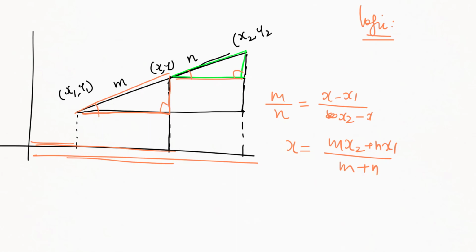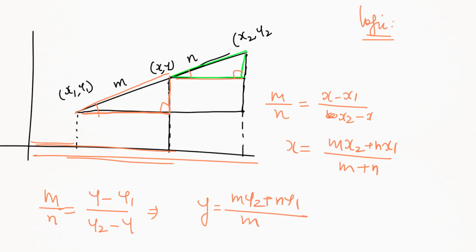And in the same way, m over n is the same as the ratio of these two sides, right? So this one is y minus y1 over y2 minus y. This will also give y as my2 plus ny1 over m plus n. Now can we try proving the external formula?